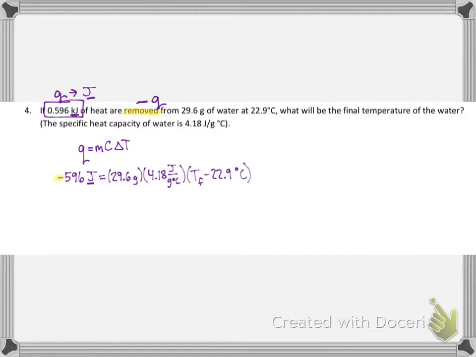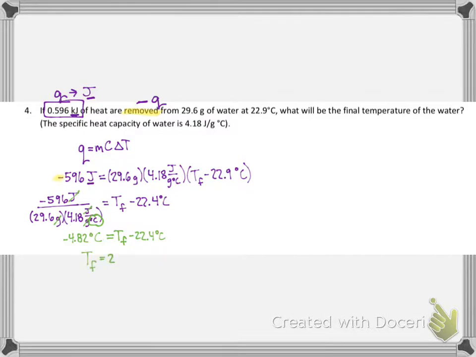Now there's all sorts of different ways to do the algebra. I thought it was easiest to divide away the 29.6 and the 4.18 to get TF minus 22.9 by itself. So notice how all the delicious units cancel out just the way you'd want them to. The joules cancels, the grams cancels, and you're left with 1 divided by 1 over Celsius, which is simply degrees Celsius. So when you plug in all those numbers, you get a negative 4.82. So now we can finally solve for the final temperature.